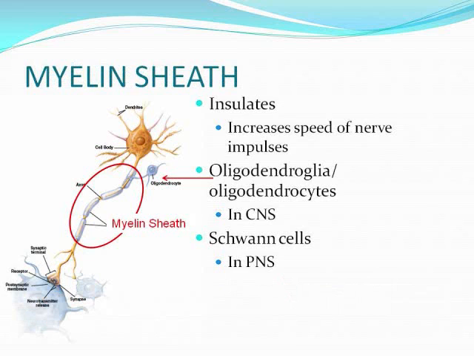The myelin sheath, which is around the axon, provides insulation, and probably just as important, it makes it possible for the nerve impulses to proceed very rapidly and smoothly down the axon. The myelin is produced in the central nervous system by the oligodendroglia or the oligodendrocytes. They're both the same thing, just two names for the same thing. In the peripheral nervous system, the myelin is produced by the Schwann cells.